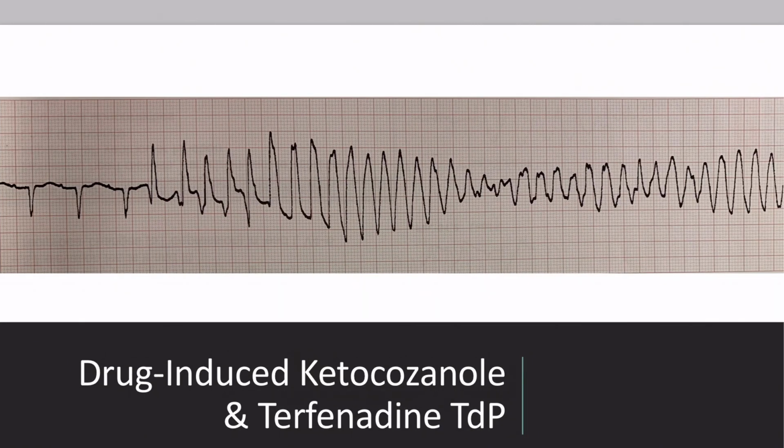So here's an example. We do have a drug-induced case with ketoconazole and terfenadine. Ketoconazole is an antifungal. Terfenadine is an antihistamine. It's no longer used because it was actually pulled in, I believe, 1998 because of these drug interactions. And we can see here it devolving into this polymorphic QRS. It's getting bigger and then smaller here. You can see the twist, and then it's getting bigger again.